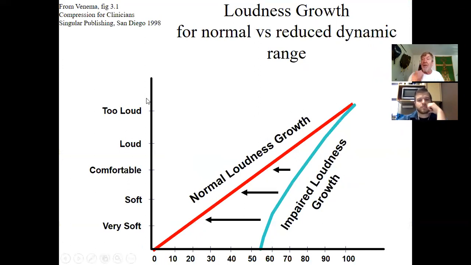Okay, now take sensory neural hearing loss, outer hair cell damage. Now you're looking at the blue line. The person can't hear sounds below 50, right? Because of outer hair cell damage. So to him, 50 or 60 sounds very soft. And yet, 100 sounds too loud. Do you see what I'm showing here?